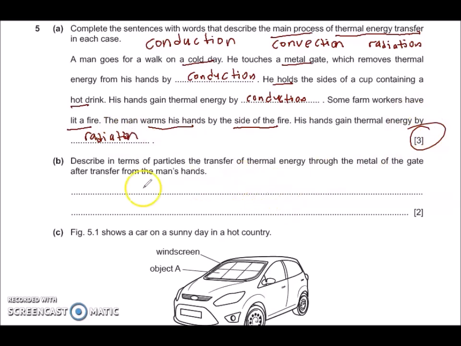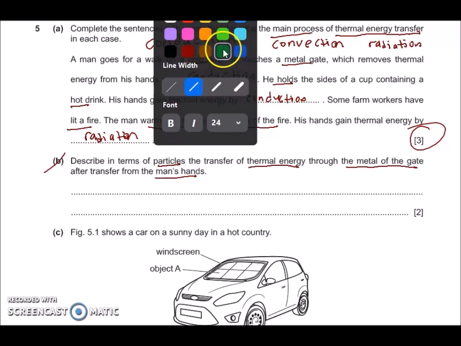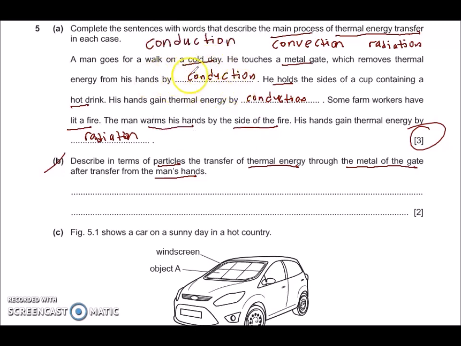Okay. Then you have number 5, B. In terms of particles, explain how thermal energy is transferred through the metal of the gate from the man's hand. So how is this? So how does conduction work? They are asking for elaboration for this part, this sentence.